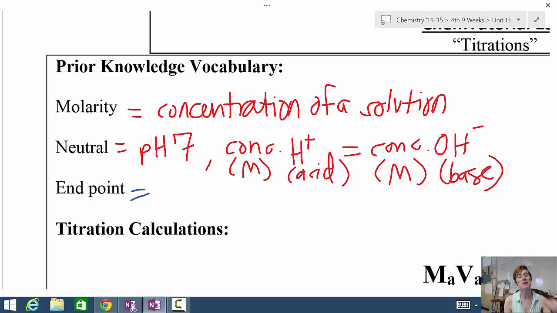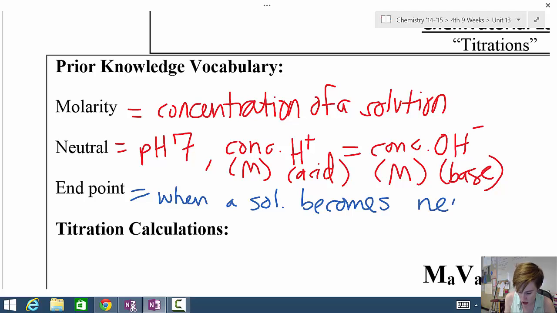So in the lab, when we take the acid and the base and we mix them together and get the two neutral products, water and salt, we get that pH of 7. When our solution becomes neutral, that's called the end point because we're at our final destination, not like the movie.